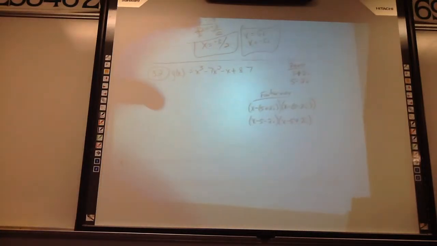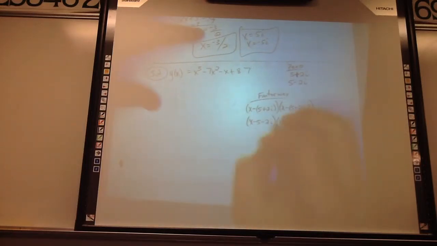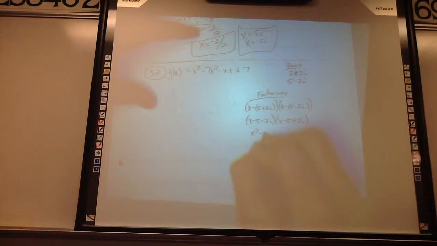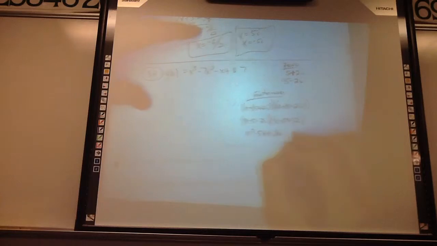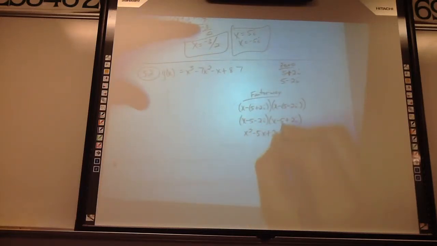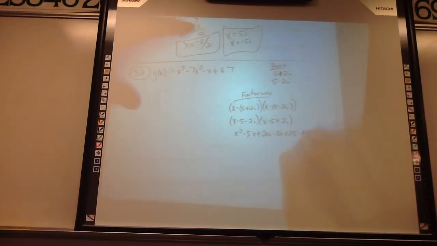x squared minus 5x plus 2xi minus 5x plus 25 minus 10i, then minus 2xi plus 10i minus 4i squared. There it is. That's way too much. Combine them all. Want to scrap it? Anyone like that? No. Okay.